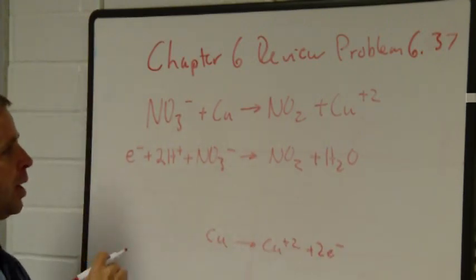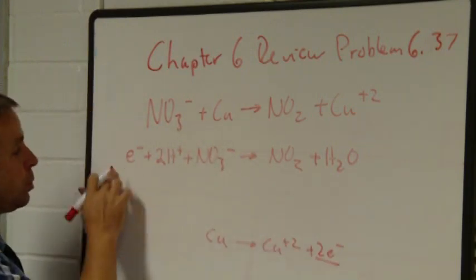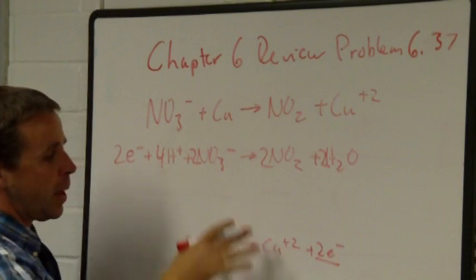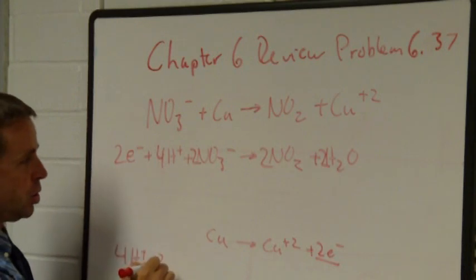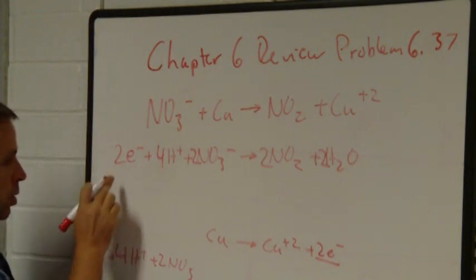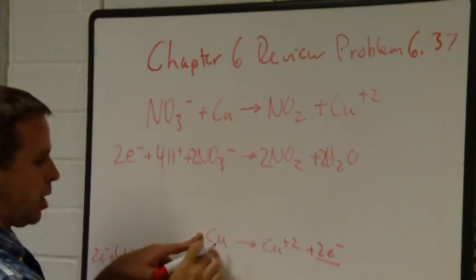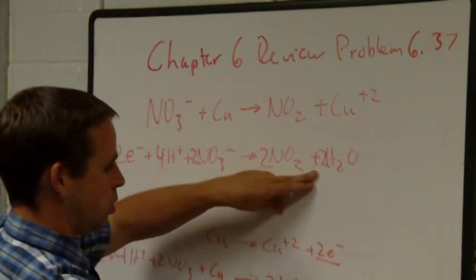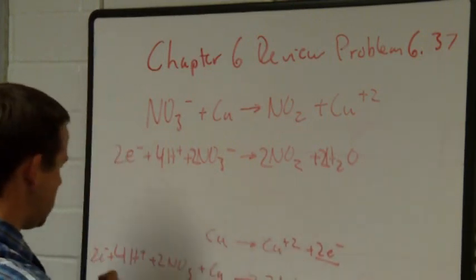All right. After we do that, we're ready to combine, except that there are 2 electrons here and 1 electron in that half reaction. So we need to multiply everything up here by 2: 4, 2, 2, 2. And now we can combine, because now the electrons will cancel out. So the combined reaction: 4 protons plus 2 NO3s, 4 electrons, plus copper from here, arrow, 2 NO2s, 2 H2Os, 1 copper 2 plus ion, and 2 electrons. The electrons cancel out on both sides.